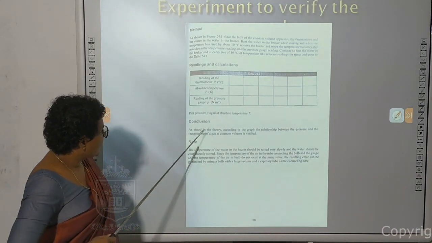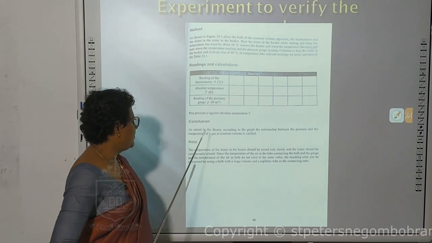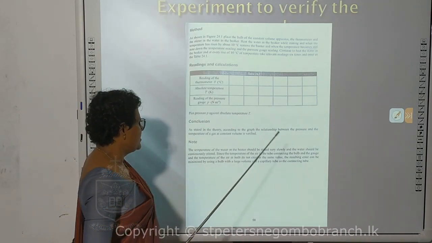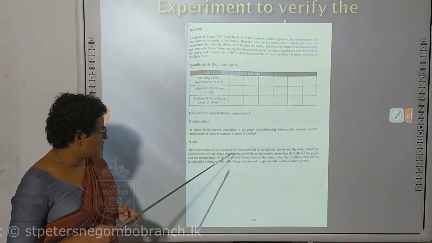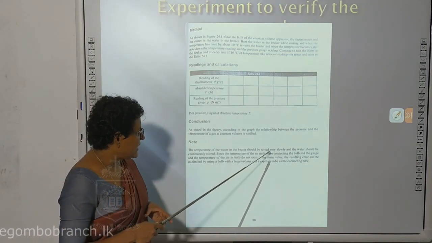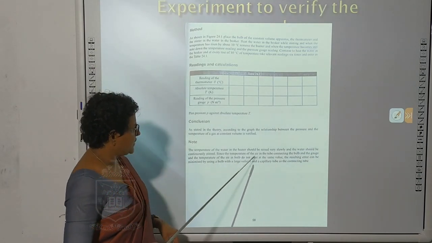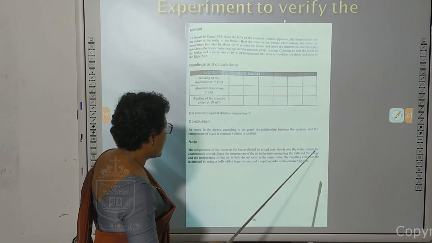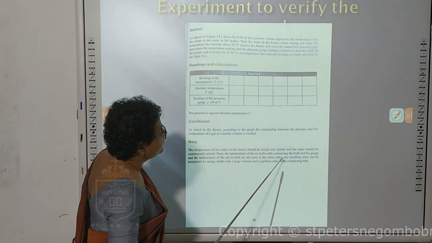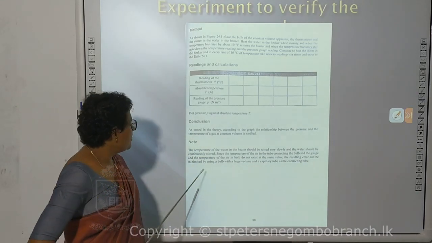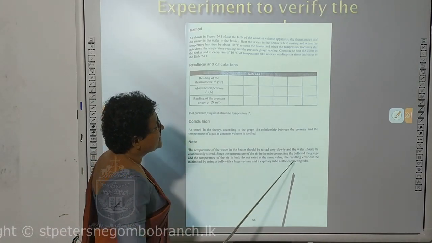Here, the conclusion, as stated in the theory: according to the graph, the relationship between the pressure and the temperature of the gas at constant volume is verified. Note this, always go through this note, because this is very important. The temperature of the water in the heater should be raised very slowly, and the water should be continuously stirred, since the temperature of the air in the tube connecting the bulb and the gauge and the temperature of the air in the bulb do not have the same value. The resulting error can be minimized by a bulb with a large volume and a capillary tube as the connecting tube, right?